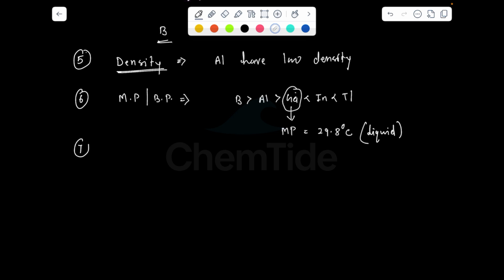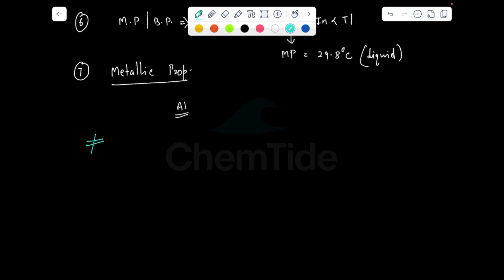Next is coming number seven, it's called metallic property. So metallic property, obviously it's decreasing down the group, but aluminium is showing the special character here. Aluminium has the highest metallic character.